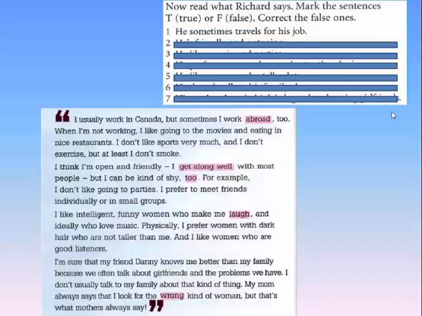He sometimes travels for his job. I usually work in Canada, but sometimes I work abroad. If he works abroad, he sometimes travels for his job.